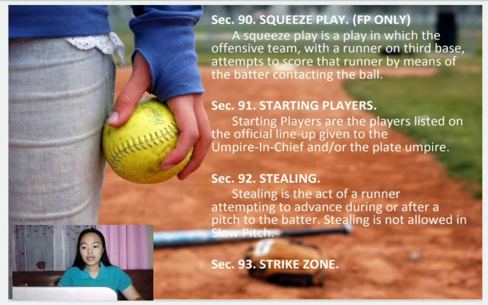Next, section 93, the strike zone. For fast pitch, in first pitcher, the strike zone is that space over any part of home plate between the batter's armpits and the top of his knees when he assumes his natural batting stance. For the second pitcher, the strike zone is that space over any part of home plate that is between the batter's back shoulder and his knees when he assumes his natural batting stance.